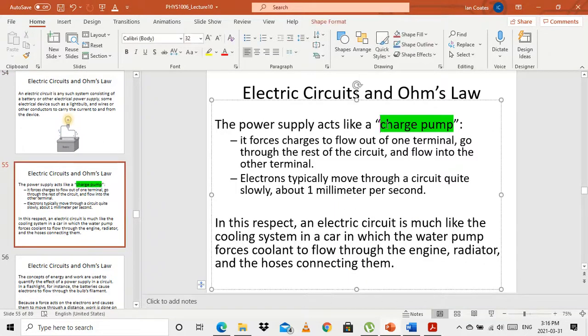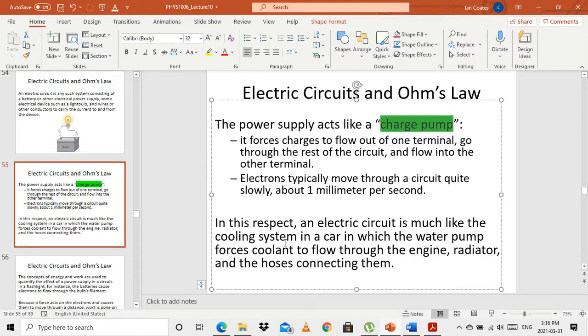Here we're getting back into the battery, that charge pump. The power supply acts like a charge pump. So your battery forces charges to flow out of one terminal, go through the entire circuit, and back into the other end of the terminal. Electrons typically move through a circuit quite slowly, about 1 millimeter per second. Okay?